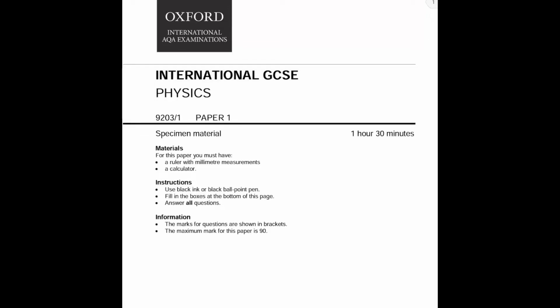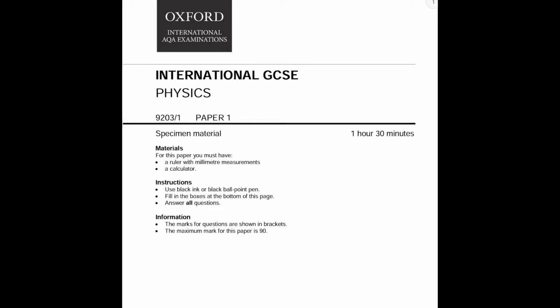Hello guys, today I'm going to do an International GCSE Physics Paper 1 with the code 9203/1. This is the specimen material for the board Oxford International AQA examinations. It's a 1 hour 30 minutes paper. I'm going to try to do this as fast as possible.